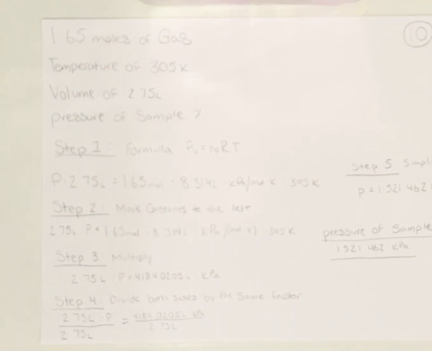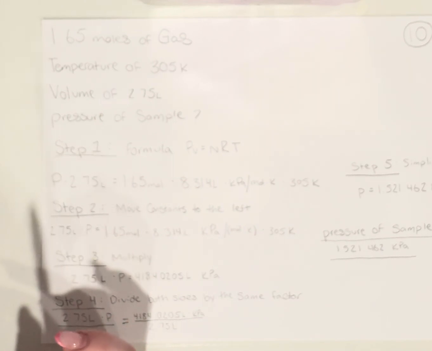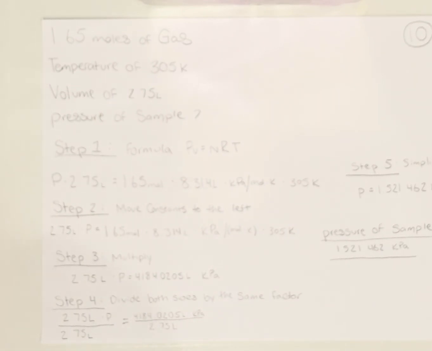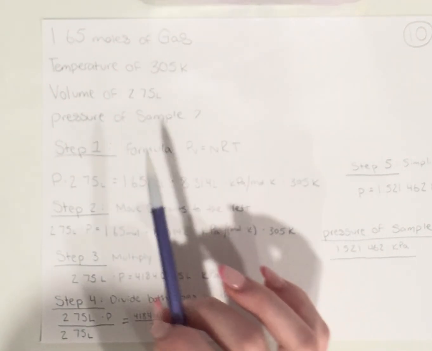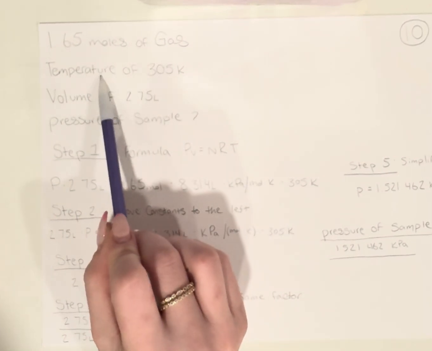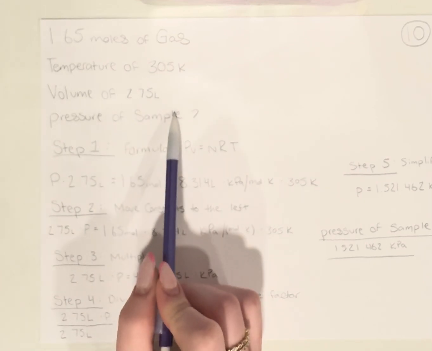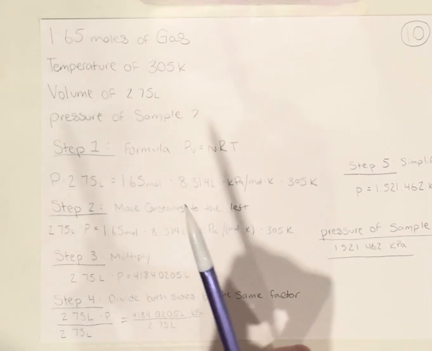In the last one, a gaseous sample of 1.65 moles of gas has a temperature of 305 K and a volume of 2.75. What is the pressure of this sample? What I got for an answer was P equals... not pressure, my bad. We're just going to start over. 1.65 moles of gas. We know the temperature is 305 K, and we know the volume is 2.75. So we need to find the pressure of this sample.